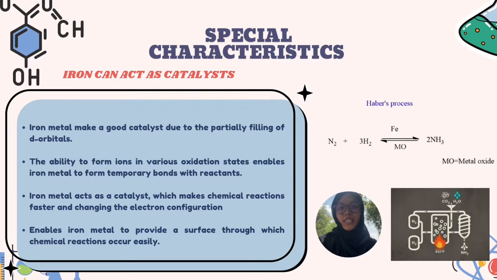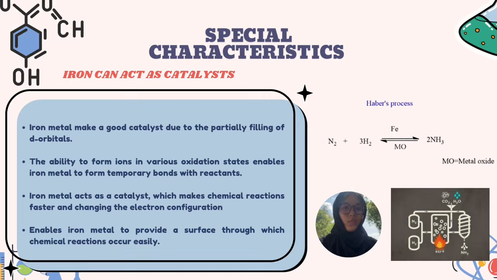Transition metals such as iron are very good catalysts. This is because they have partially filled d orbitals and multiple oxidation states. These two characteristics enable them to form temporary bonds, as well as provide active sites for the reactants, resulting in the reduction of activation energy. For instance, in the Haber process, iron in its solid state behaves as a heterogeneous catalyst to enable nitrogen and hydrogen gases to combine to form ammonia gas.